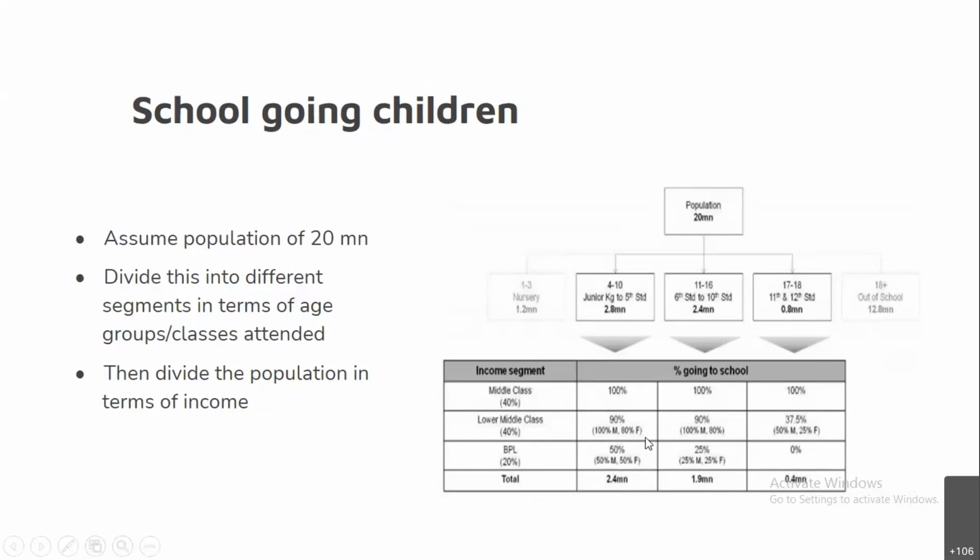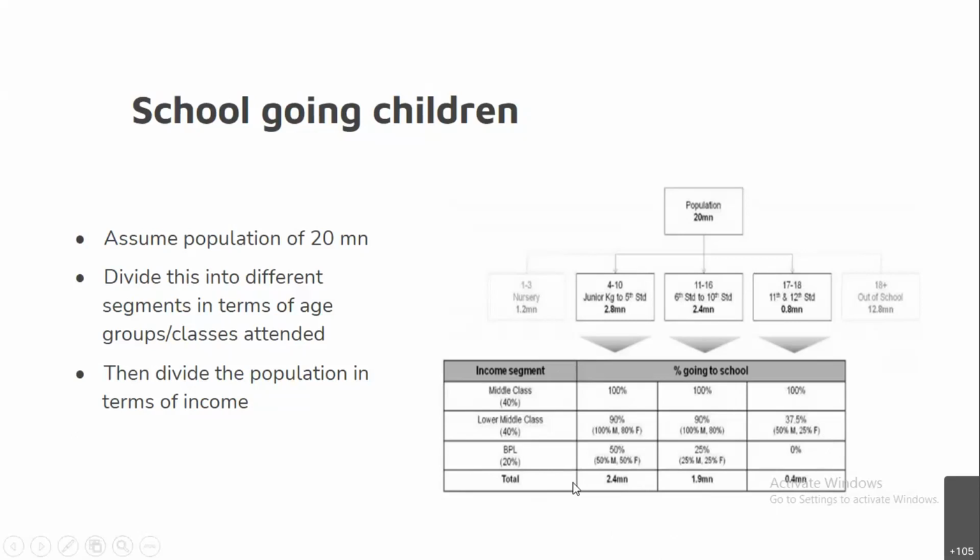Now you talk about the below poverty line category, which is 20% of the population in this city. Of course, the 40-40-20 split can be anything, depending on your city. If you're talking about a rural area, it may be different. If you're talking about an urban area, it may be different. If you're talking about any city, you can take a different value. Of course, all this is just guesswork, right? You just have a little bit of reasoning and you're set.